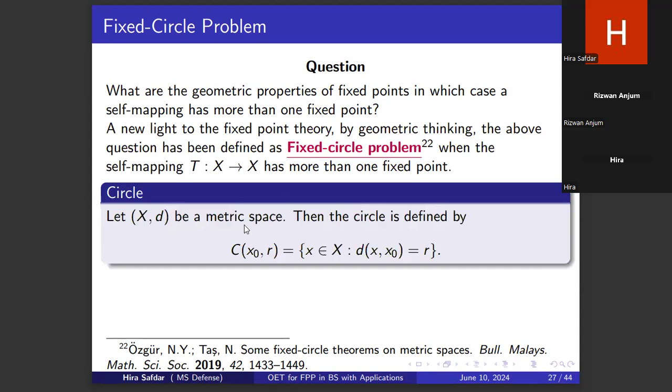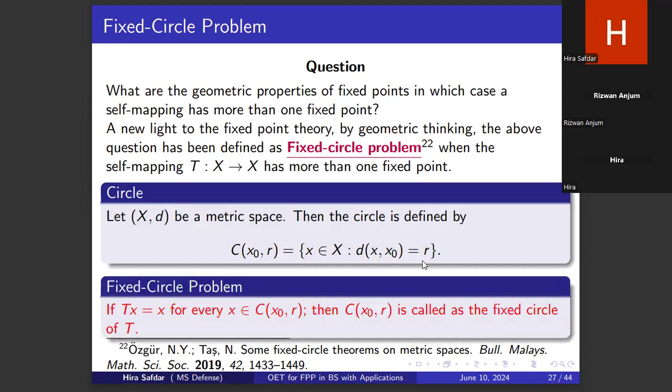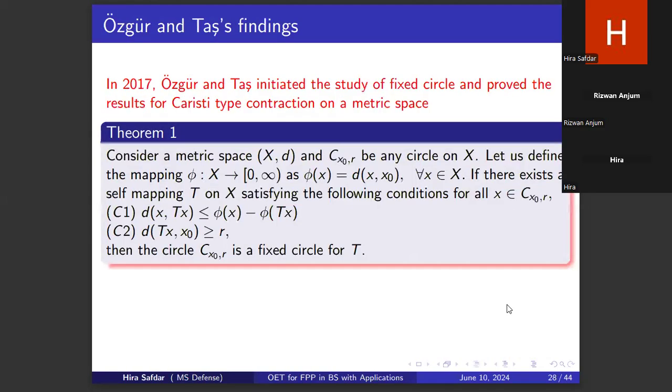In a metric space, a circle is defined as the collection of all points having distance from the center equal to r. And in the fixed circle problem, if Tx = x for every x belonging to the circle, then C(x0, r) is called the fixed circle of T.